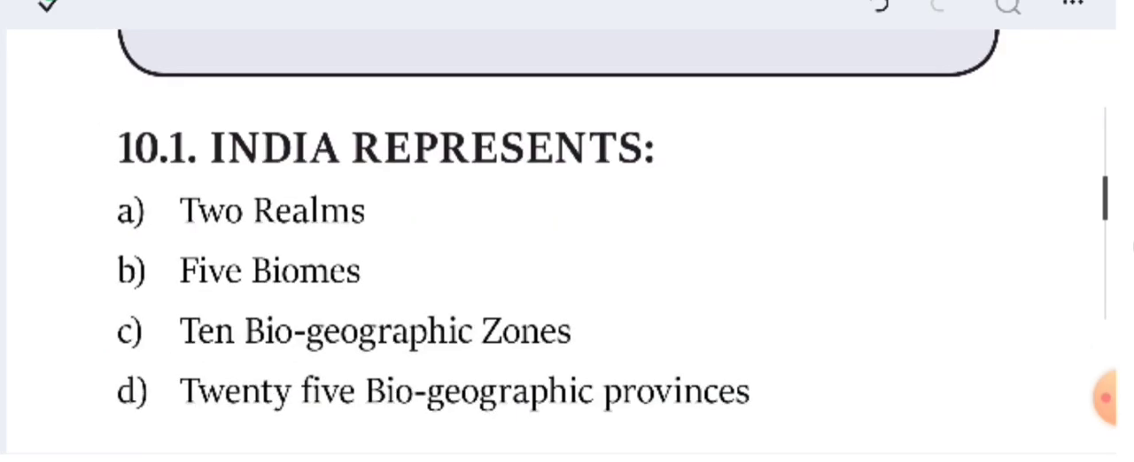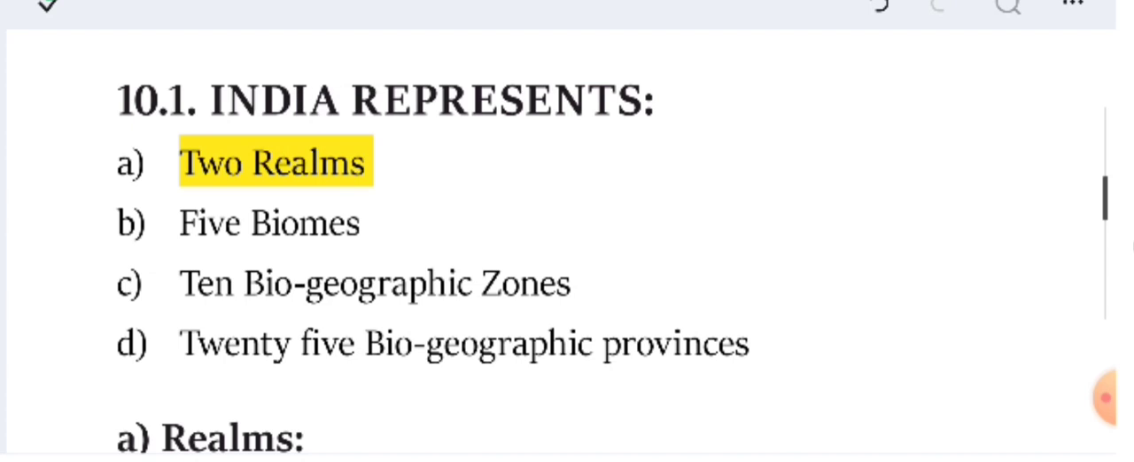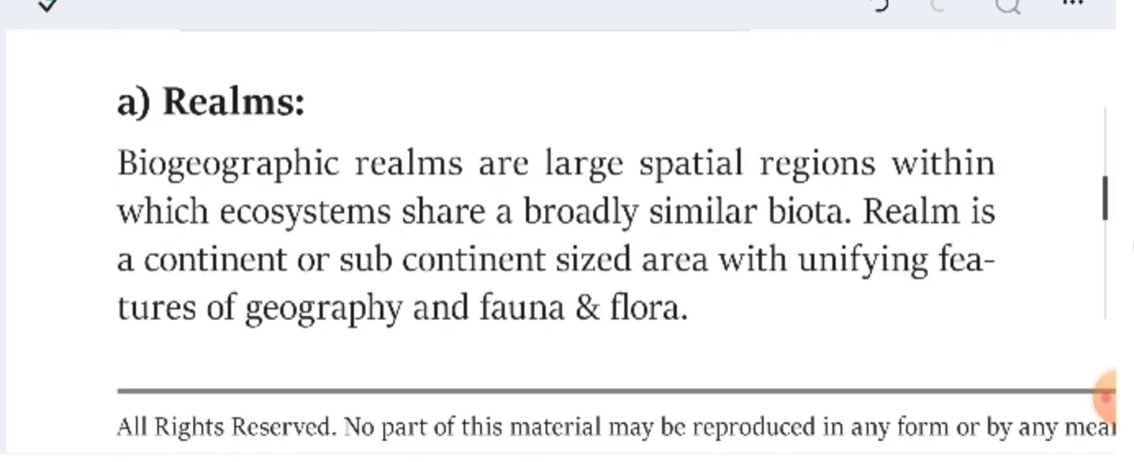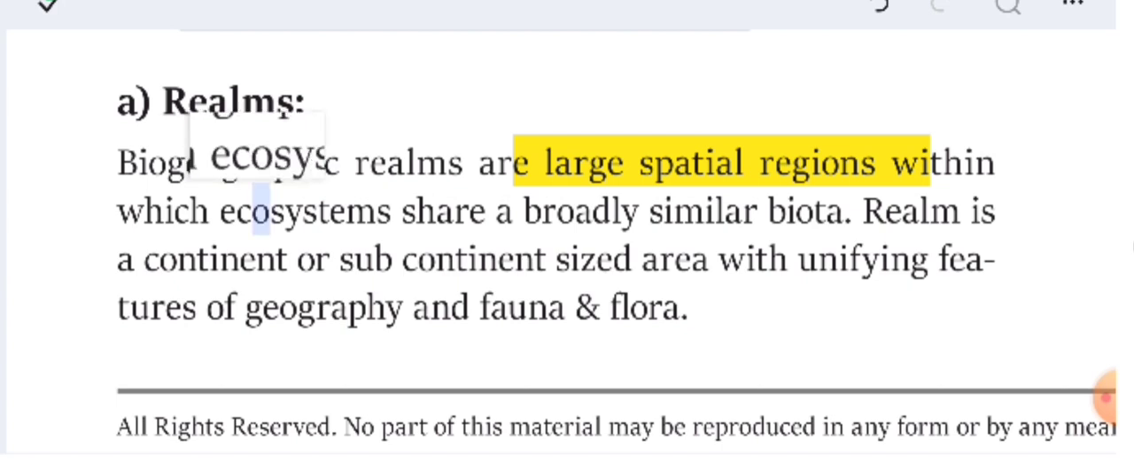Okay, now India represents 2 realms, 5 biomes, 10 biogeographic zones and 25 biogeographic provinces. So India represents 2 realms, 5 biomes, 10 biogeographic zones and 25 biogeographic provinces. So realms. Biogeographic realms are large spatial regions within which ecosystems share a broadly similar biota. Okay, so biogeographic realms are large spatial regions.